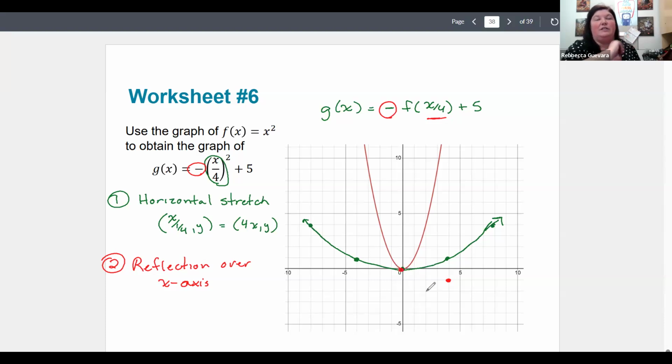This one's at 0, 0, I'm sorry, 0, 0. It's going to stay here. This point here, y is at 1, so now y is going to be at -1. Here, y was at 4, so now y will be at -4. Here, y is at +4, and y is going to shift down to -4.